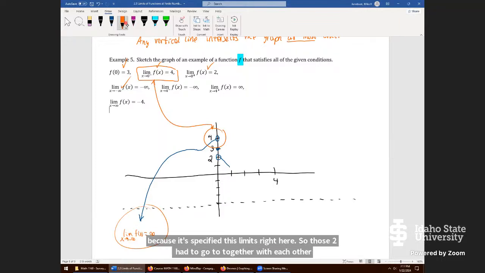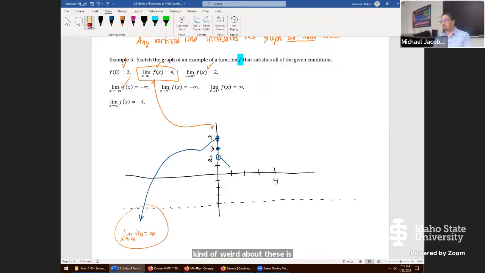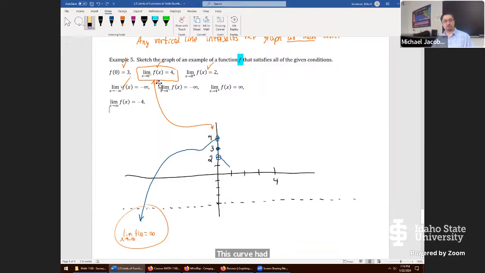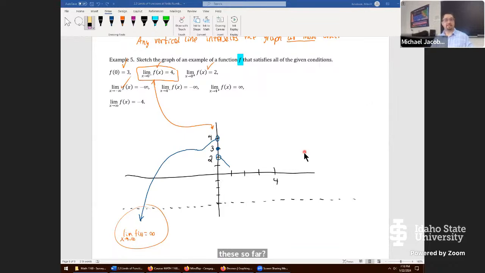Okay, I see. Awesome. And that's one thing that's kind of weird about these: sometimes there's a lot of choice on what you get to put and where you place them, but sometimes there's very, very little choice. This curve had to directly go into that location to make that one true. Does that answer your questions about these so far? Any other questions at the moment?